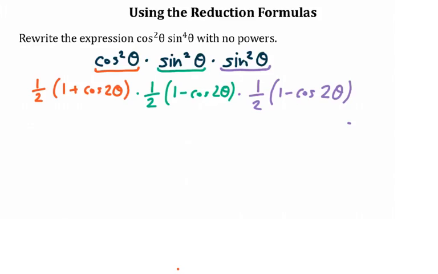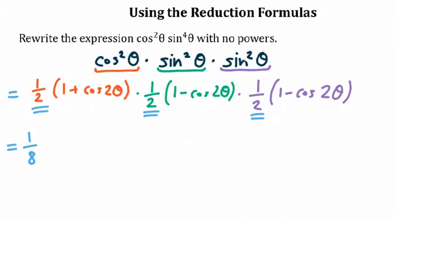Now you might feel like we're done because the directions did just state to rewrite the expression with no powers. But if we were to actually FOIL this, we would end up with more powers, so we got to keep going a little bit. So let's start by at least getting all these fractions out front so that they don't interfere too much. A half times a half times a half means we can pull out 1/8. And I'll go ahead and multiply the 1 plus cosine 2 theta by the 1 minus cosine 2 theta.